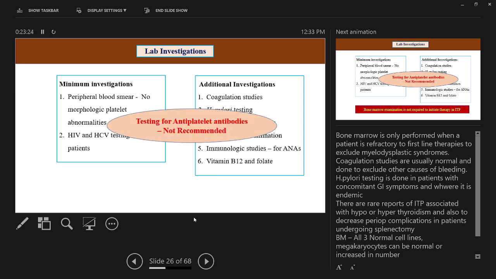Testing for antiplatelet antibodies is not recommended. Why? Because they have very low sensitivity. These antibodies are actually not detected in almost 70% of the patients with ITP.